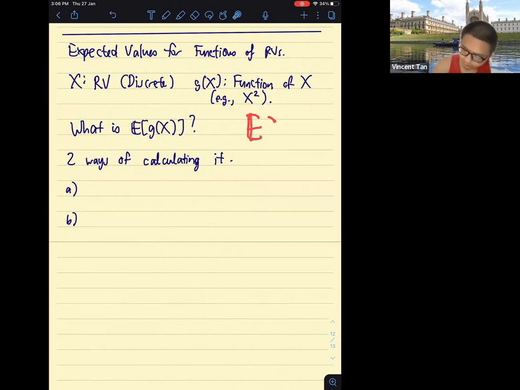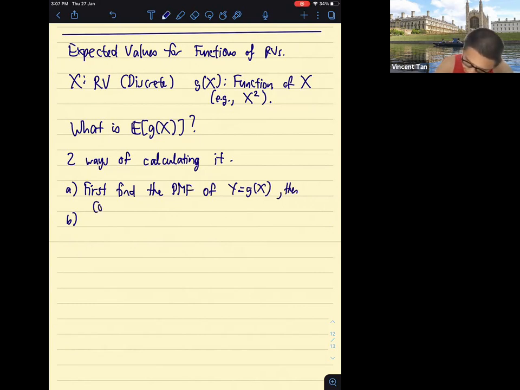Note that the expectation of x is a fixed number. It's not a random variable. Now, we want to be able to compute the expectation value of this new random variable g of x. There are two ways of calculating it. First, find the PMF of y, which is g of x, then compute its expectation, which is what we did just now.